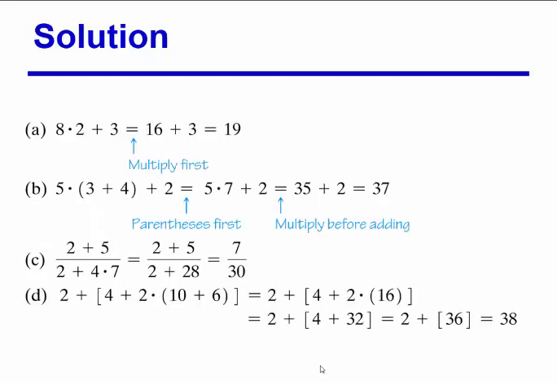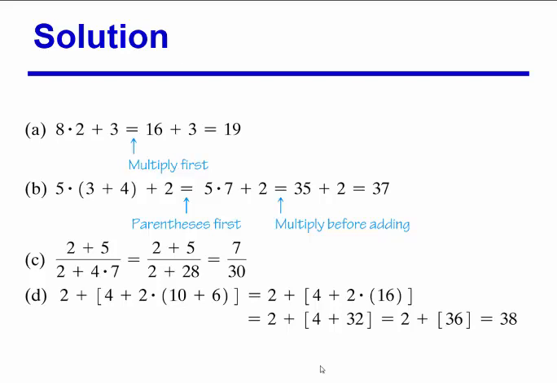So in A, again, we're going to multiply first. So it's going to be 16 plus 3, which is 19. In B, we're going to go ahead and perform the operation in parentheses first. So we're going to do 3 plus 4. And then we're going to multiply the 5 times 7, and then we're going to add that to 2, which gives us 37. For C, we're going to go ahead and perform the operations in the numerator and also the denominator, and then we're going to go ahead and divide if we have to.